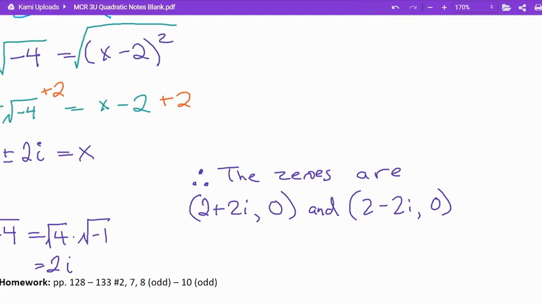What type of zeros are these? Are they real or imaginary? Are they identical or distinct? Two imaginary and distinct roots.